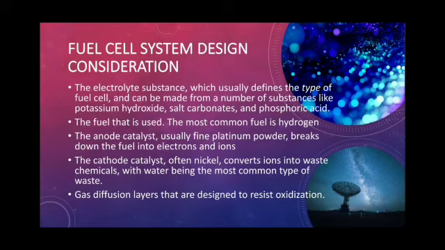Next is the anode catalyst, usually made from fine platinum powder, that can break down the fuel into electrons and ions. And then the cathode catalyst, usually made from nickel, that converts ions into waste chemicals, with water being the most common type of waste. And last is the gas diffusion layer that is designed to resist oxidation.